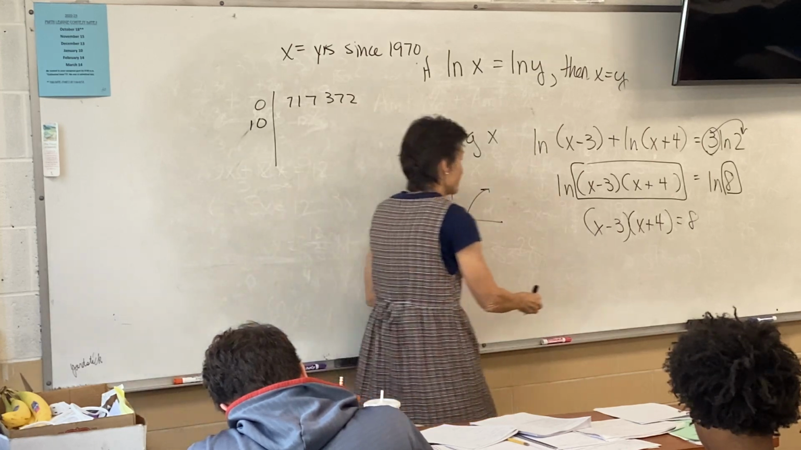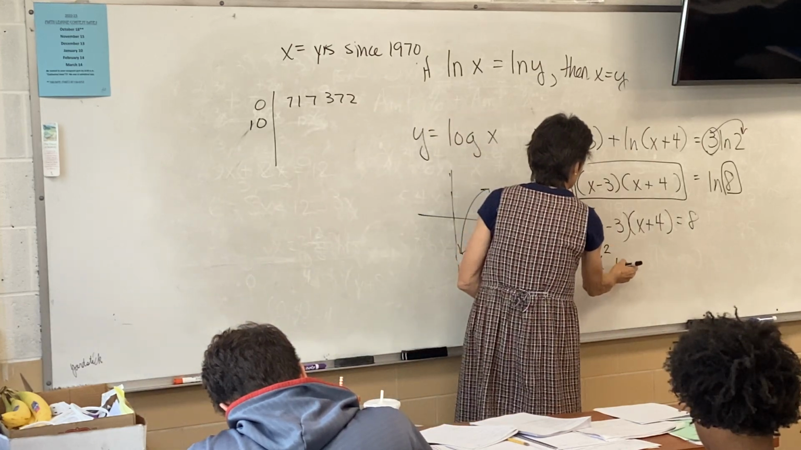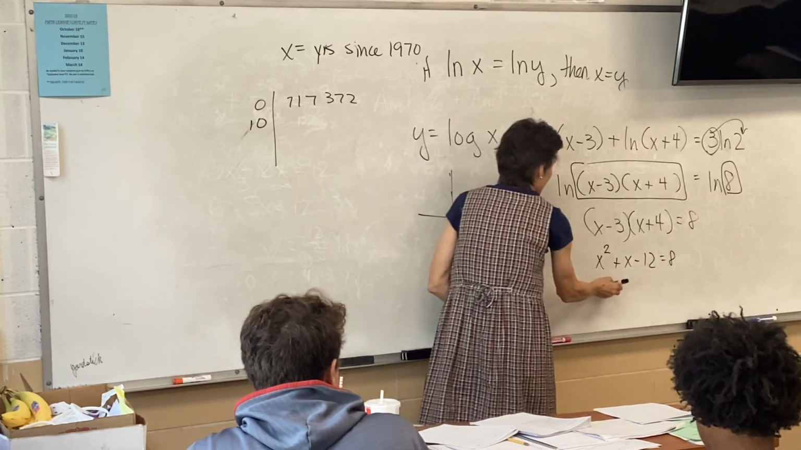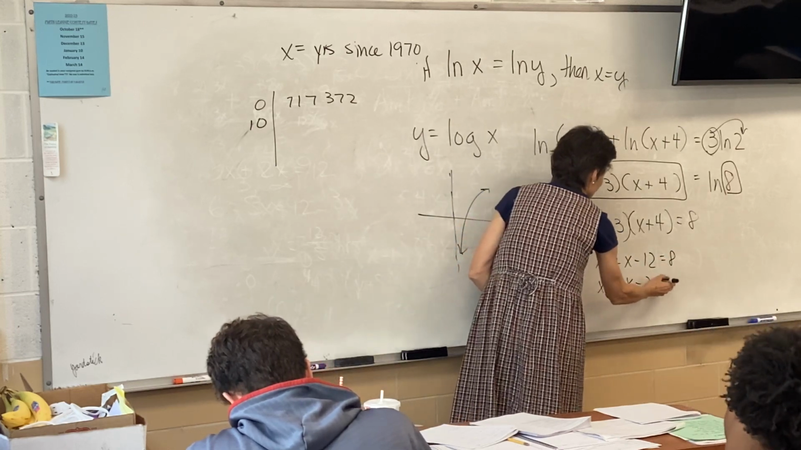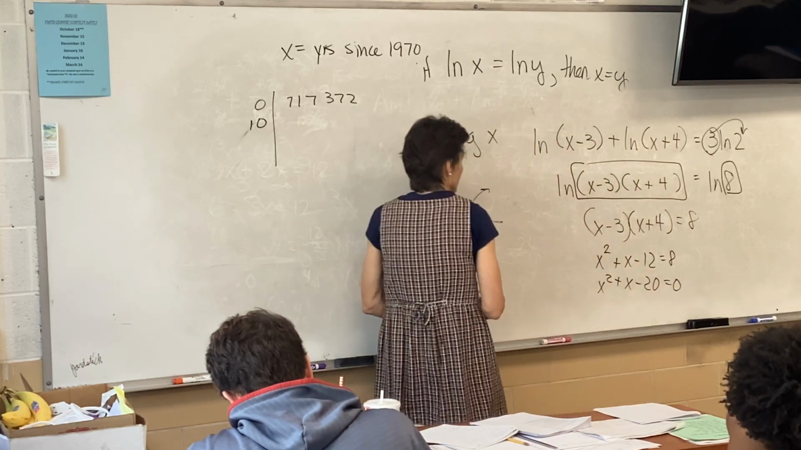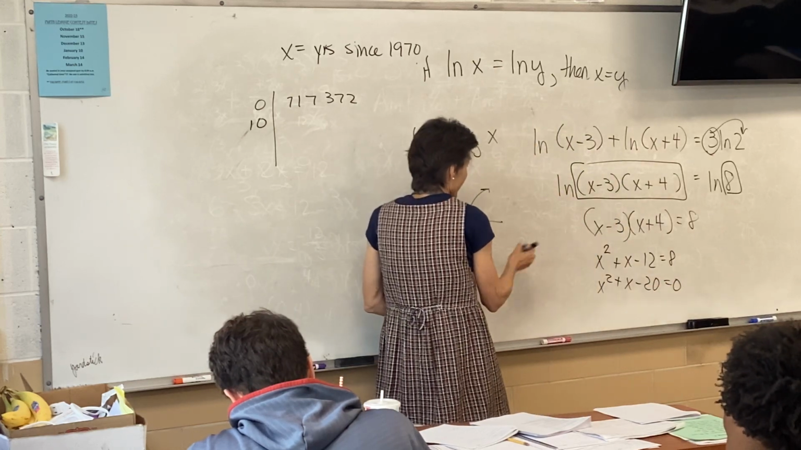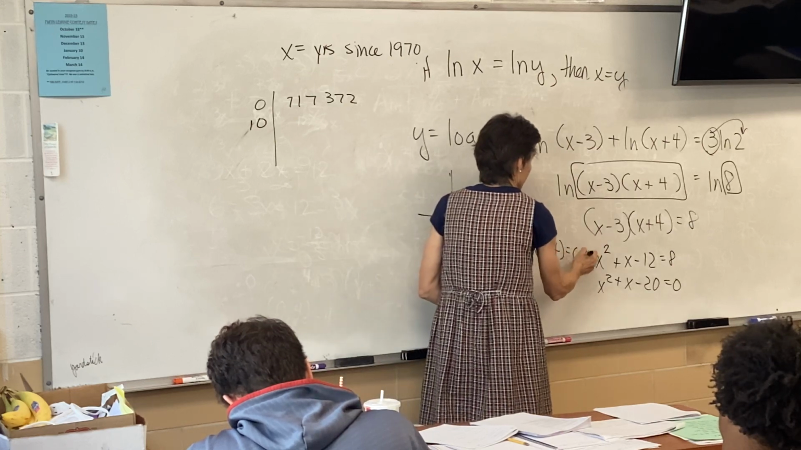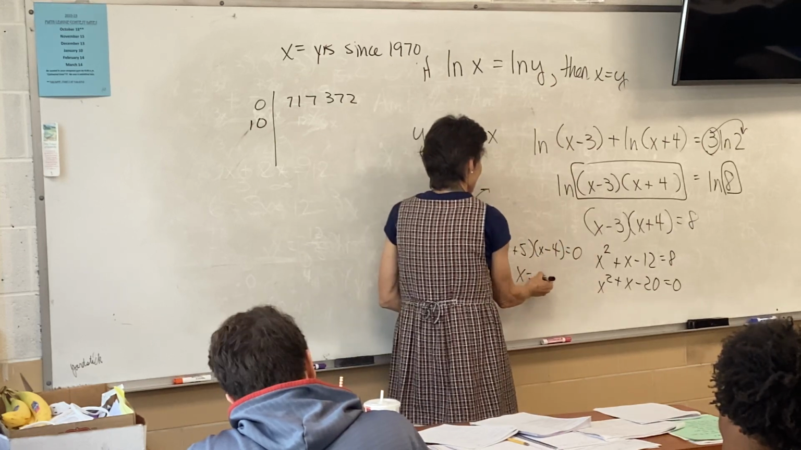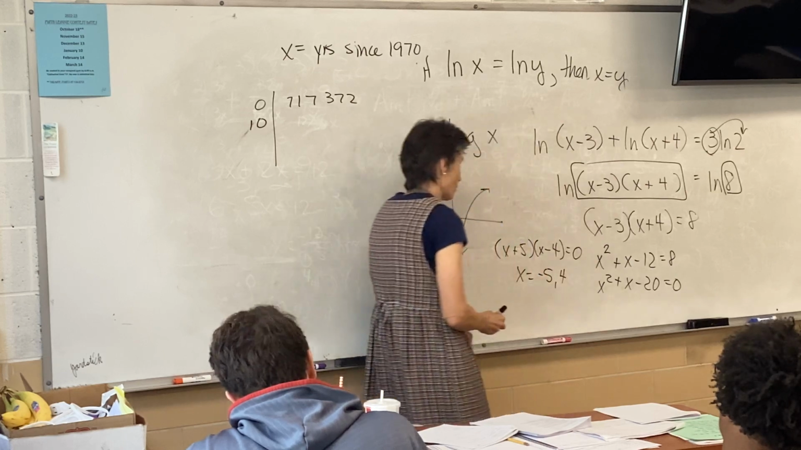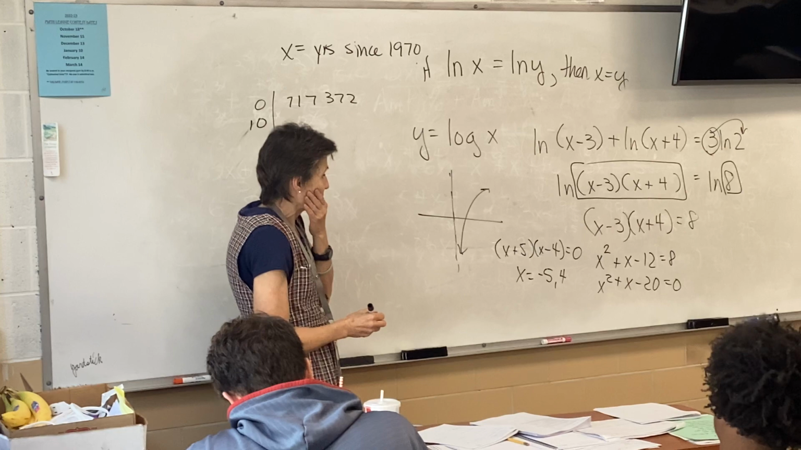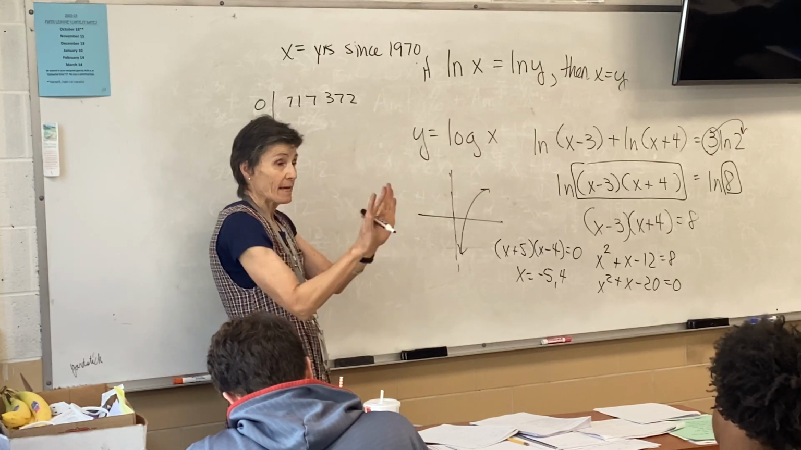Now I would definitely FOIL. We're gonna subtract the 8 over. That factors. So I got -5 and +4, if I did that right. Double check that. Does that look right? All right, now, be careful.